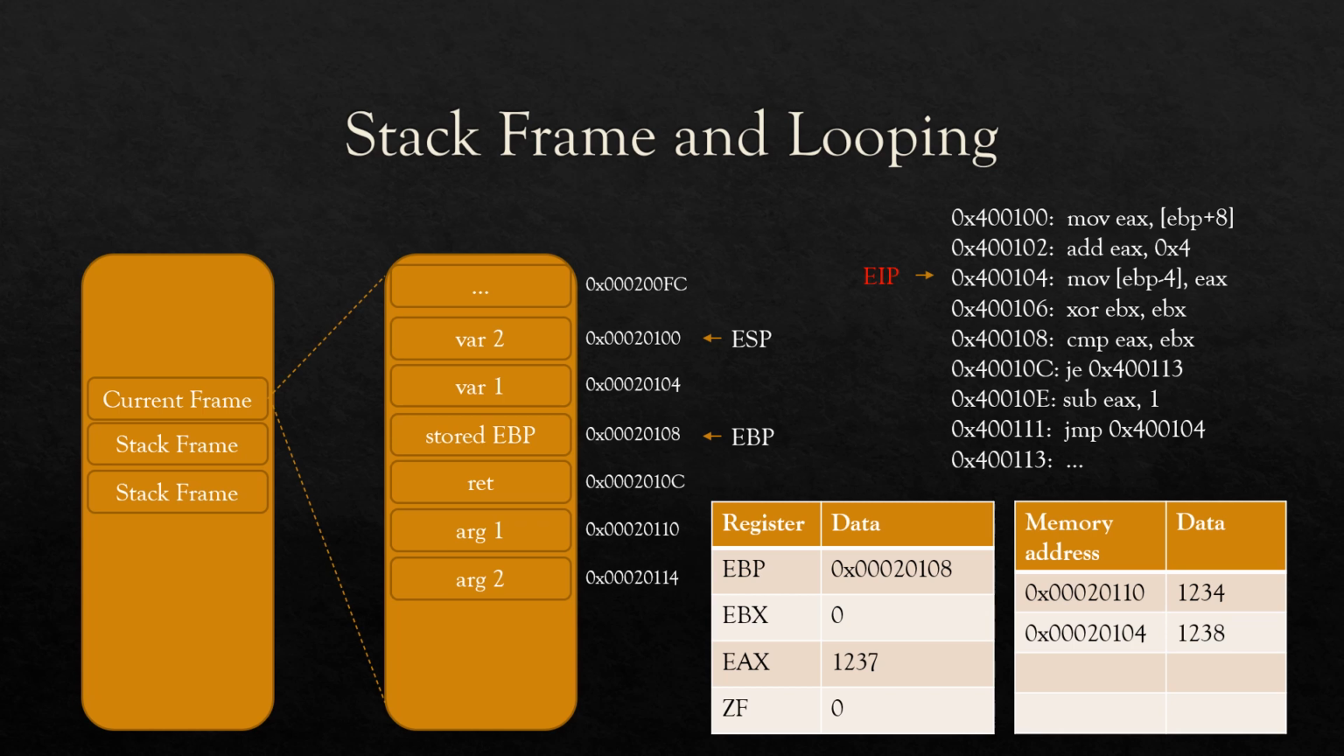So what we have here is essentially a while loop. While this value EAX, which is 1237 at the moment, is not equal to 0, decrement it by 1, and do the same thing over and over again. So this particular example isn't necessarily useful, but I hope it was helpful in understanding some conditionals.